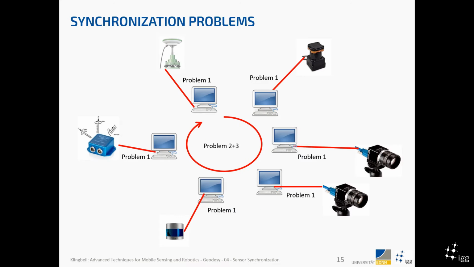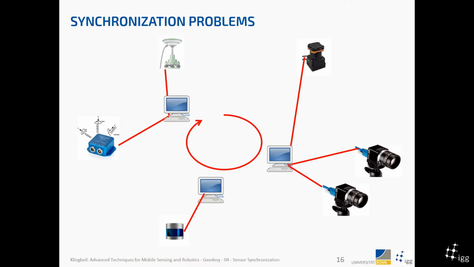There's another situation where potentially each of your sensors is connected to its own PC, or not necessarily a PC, but maybe a microprocessor, maybe also one which is within the sensor. Each of the sensors has its own PC connected. Then of course we have the same problem one here, but we also have more problems, like problems 2 and 3. How to synchronize these multiple PCs and make sure that they're all ticking with the same clock? And what is a good clock? So this is problems 2 and 3.